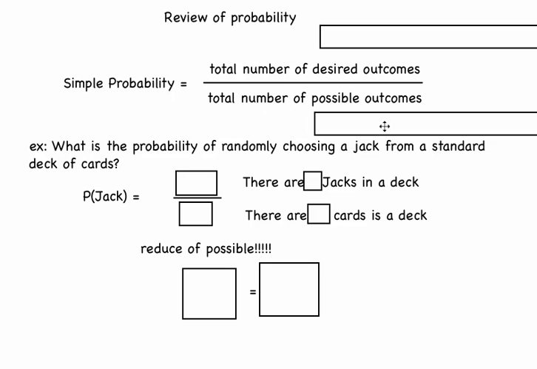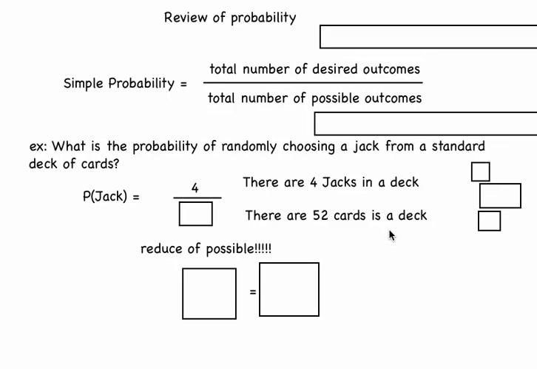Let's use an example. What is the probability of randomly choosing a jack from a standard deck of cards? Here we see the notation for the probability of a jack. Well, first of all, we have to remember that there are 4 jacks in a deck. 4 jacks, 4 queens, 4 sevens, stuff like that. So our numerator of our ratio is 4. Then we have to do the total number of possible outcomes, where there are 52 cards in a single deck. So our denominator is 52 and our numerator is 4.